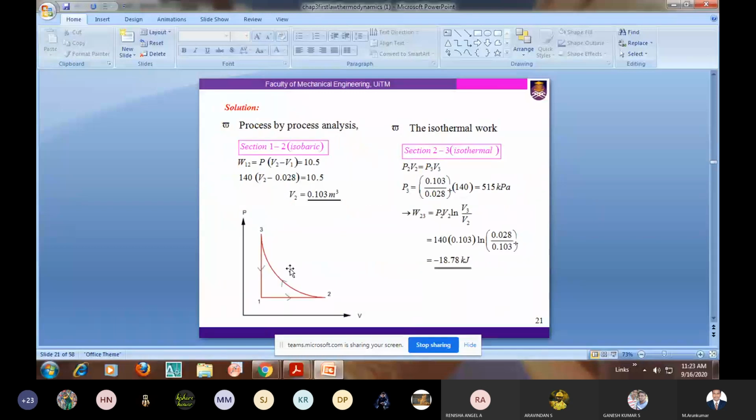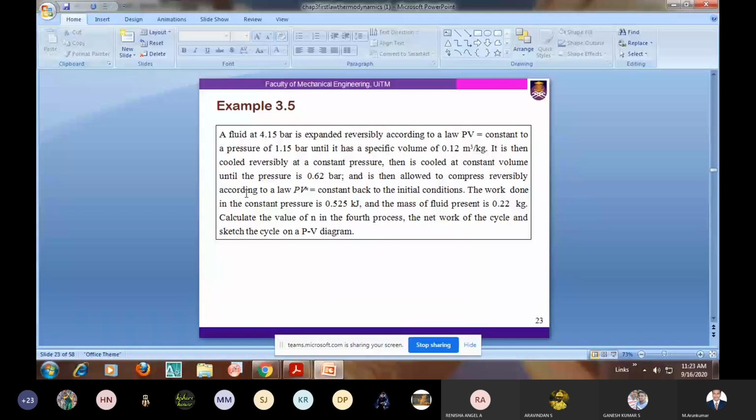So before that, we can look at the next problem. The fluid at 4.1 bar is expanded reversibly according to the law PV is equal to constant. You know, PV is equal to constant is for an isothermal process. To a pressure of 1.15 bar, until it has a specific volume of 0.12 meter cube per kg.